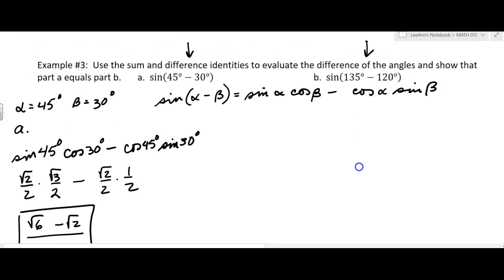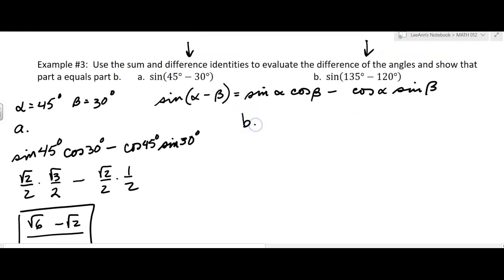But what about part B? Well, we're going to use the same formula, but it's going to be different because we're in a different quadrant, right? Okay, so we're going to have sine 135 cosine 120 degrees minus cosine 135 degrees sine 120 degrees.